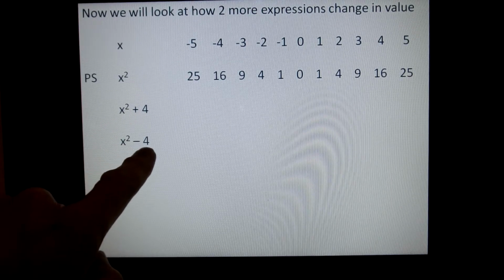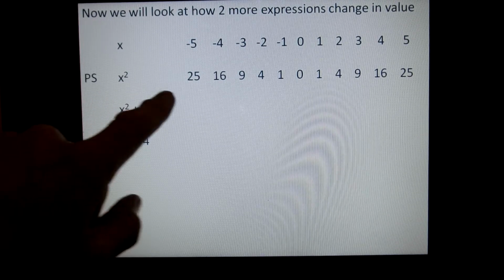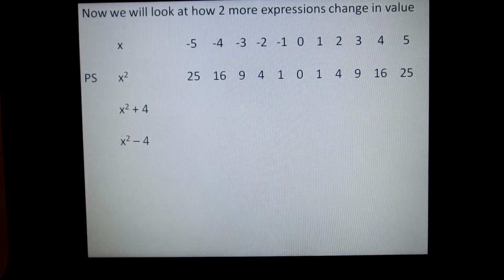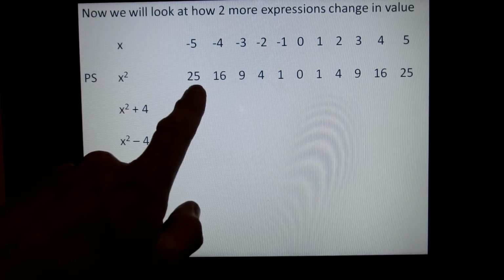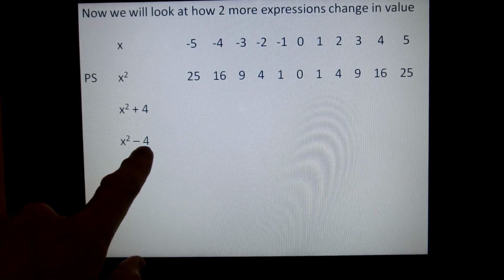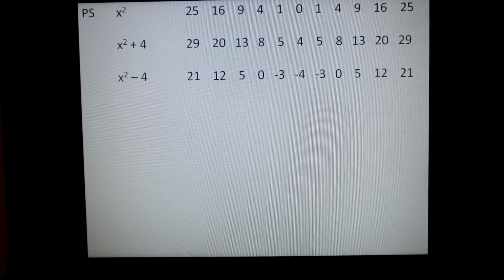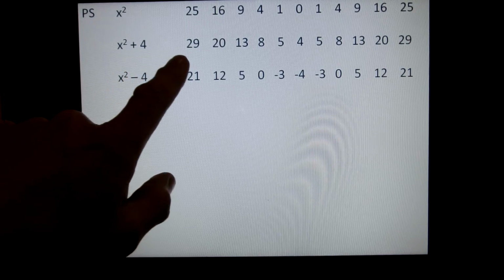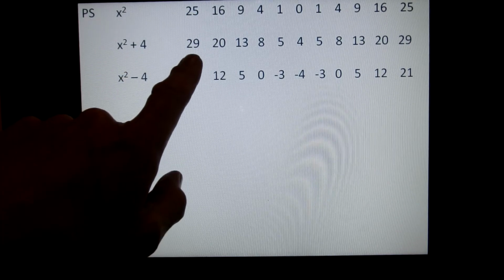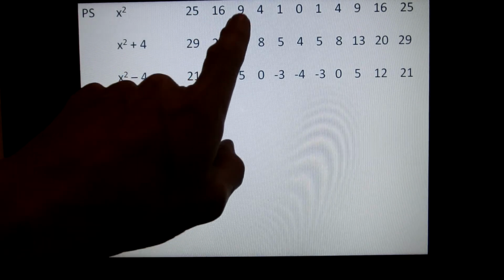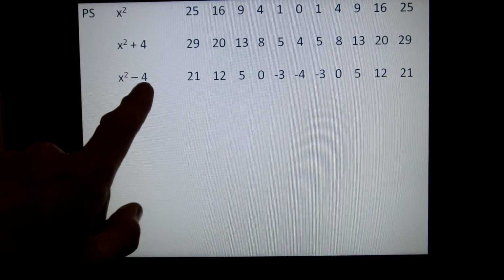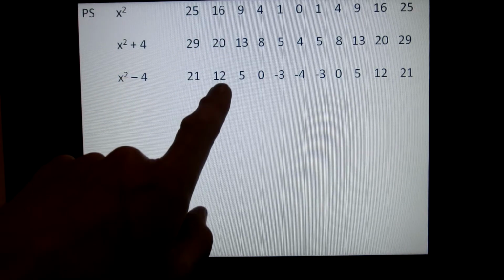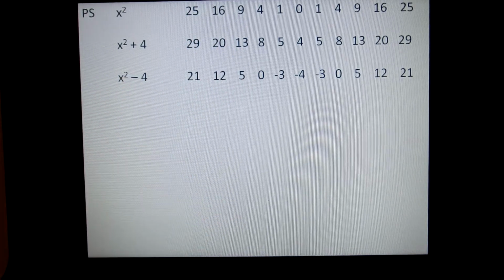Now we're going to look at two other slightly more complicated expressions, x squared plus 4, x squared add 4, and x squared subtract 4. These will be the same as these ones, but for this one there'll be 4 added each time to each of these values, and for this one 4 subtracted. So if x squared is 25, if it's x squared add 4, 25 add 4 is 29, 16 add 4, add 4, add 4, and so on. For this expression here, subtract 4, subtract 4, subtract 4, and so on.